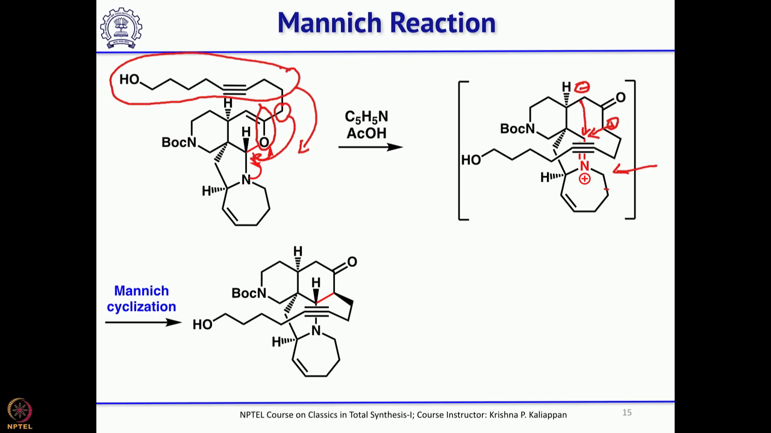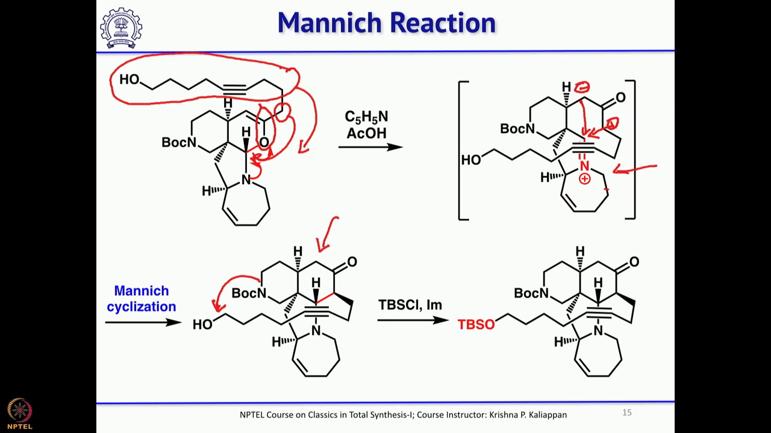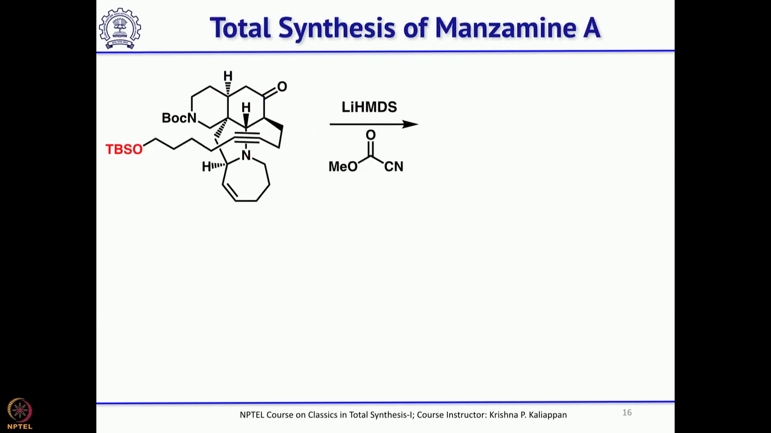So now if you look at this intermediate carefully, what have we done? We have used a 2+2 cycloaddition, retro-Mannich reaction followed by Mannich reaction to construct the 6-membered ring. So 4 rings are made. Now what is left is we have to connect these two, this nitrogen and this carbon. Then we have to introduce the heterocycle here, okay? Let us see one by one how we form this macrocycle. So the primary alcohol, you can protect it as TBS, and before that what is important is you also have to introduce a hydroxyl group.